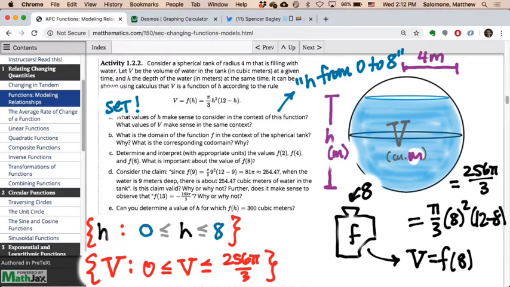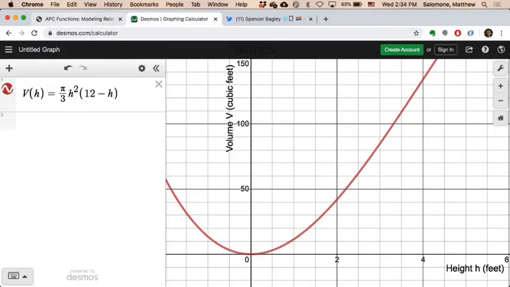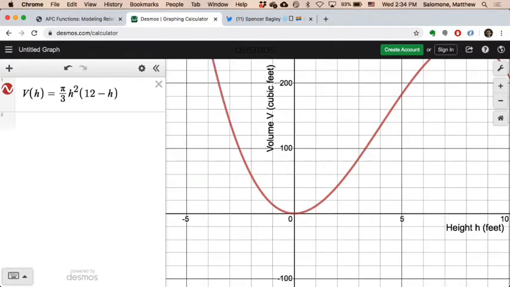Well, no, why don't I do it this way? If I take this function, this formula, f of h equals pi over 3, h squared, 12 minus h, and I just graph that thing, if I just open a Desmos grapher and ask for a graph, this is what the graph looks like. It has this quality we would have expected based on our previous discussions. When the height of the water is 0, the volume is 0. That makes sense. The tank is empty. When the height of the water is 8 feet, I guess I do have to zoom out on this a little bit.